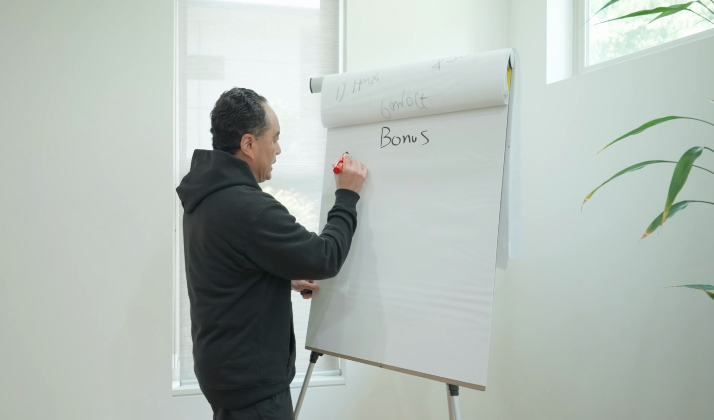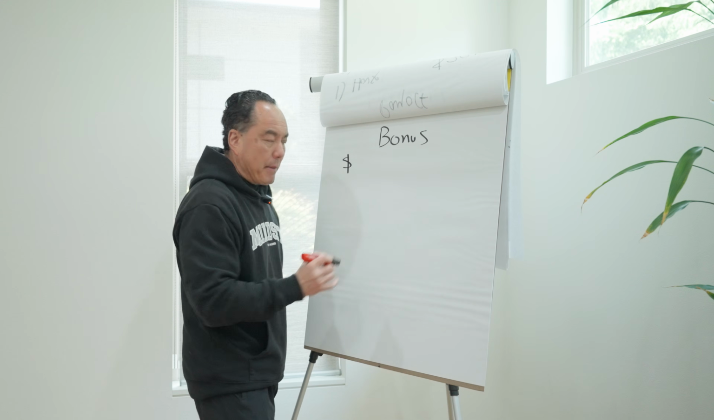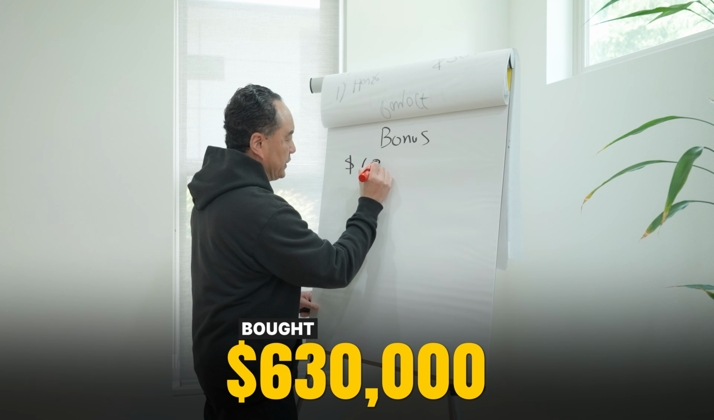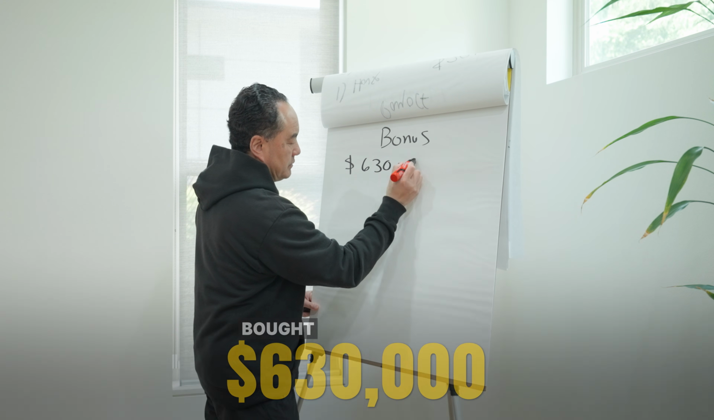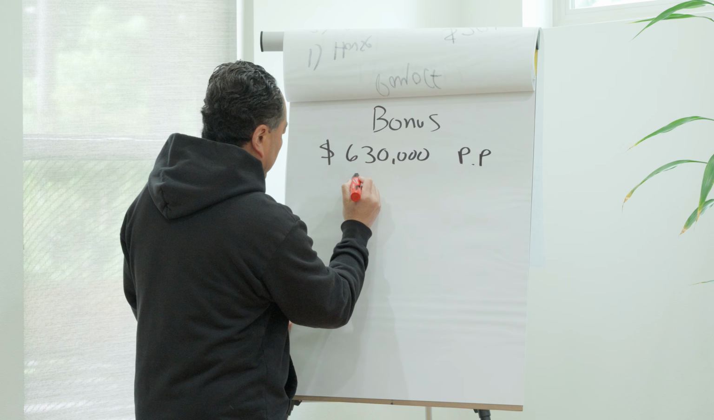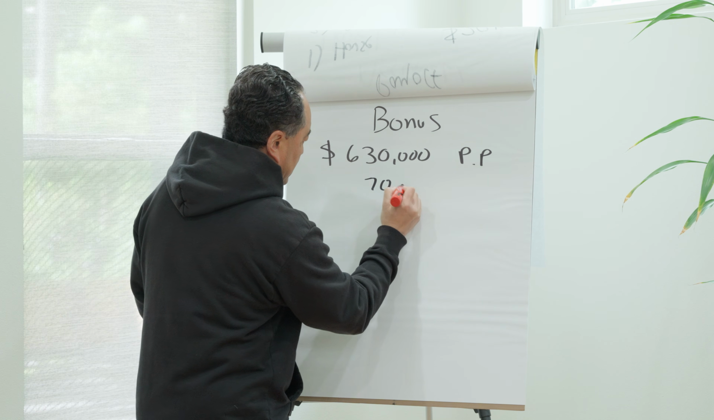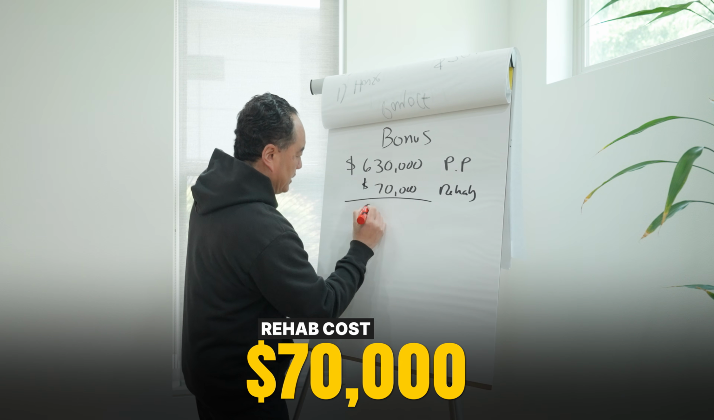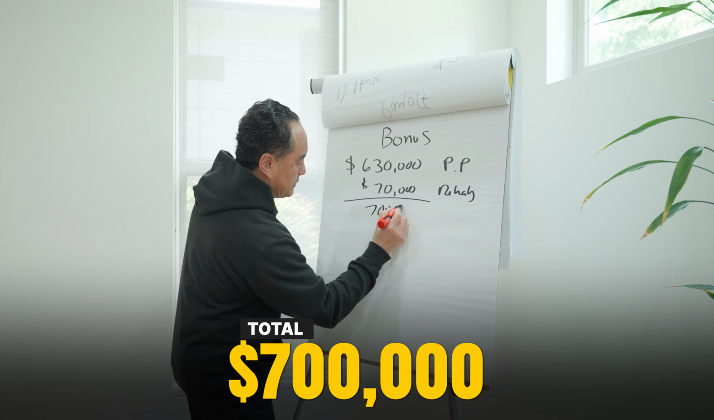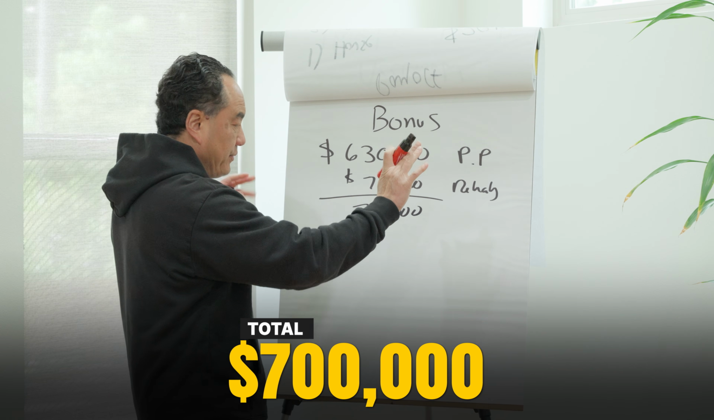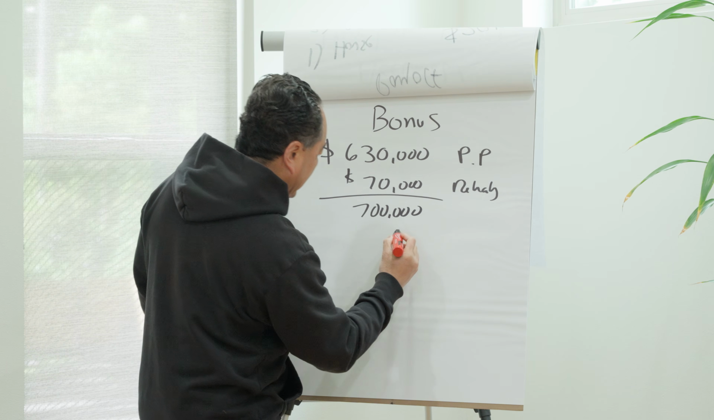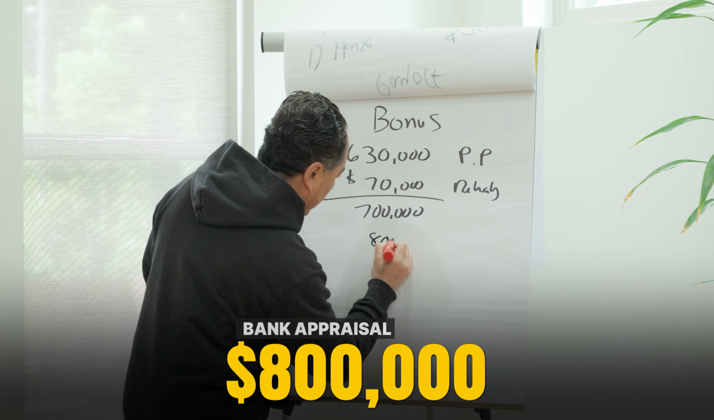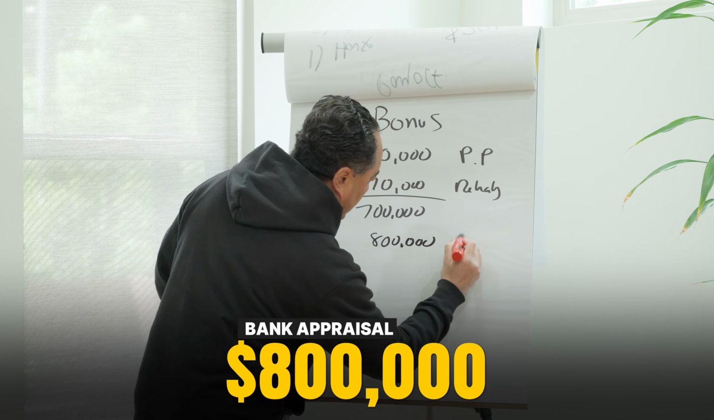Okay, recently got a property, a fixer, for $630,000 purchase price. This one cost 70 grand to rehab. So that means my all-in number is $700,000. That was the front house, okay? The bank came out, they appraised this for $800,000 ARV.